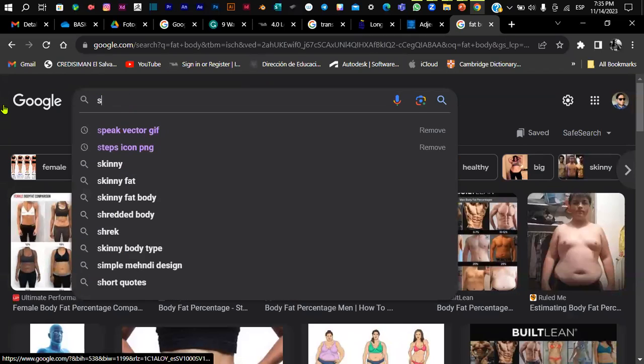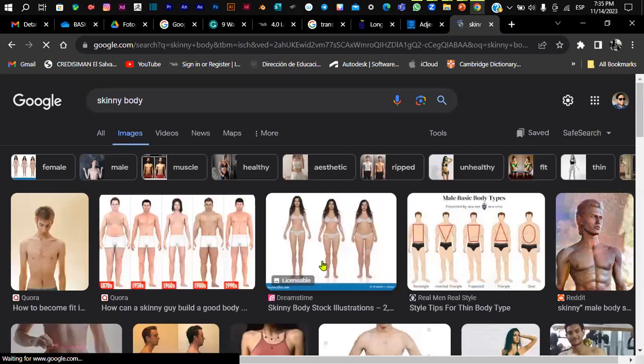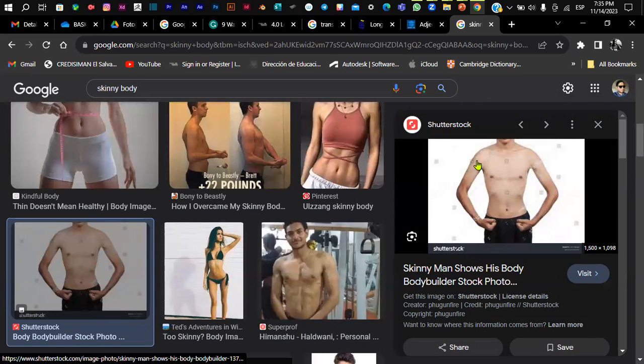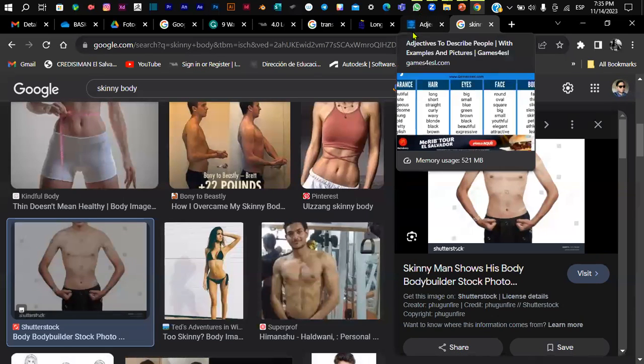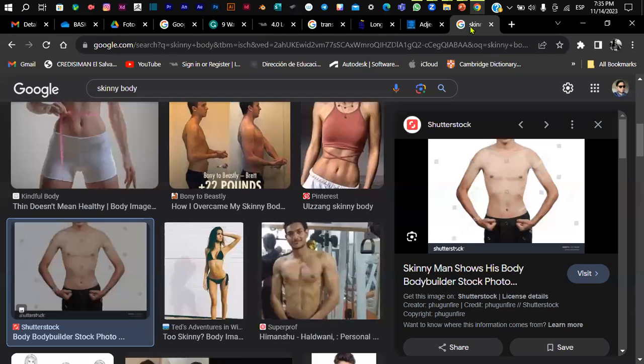Skinny is the opposite. Skinny. Skinny is negative. You can see the bones under someone's skin. Se puede ver los huesitos. Yes, skinny. Flaco. Yes, flaco. Skinny is negative, and slender is positive.